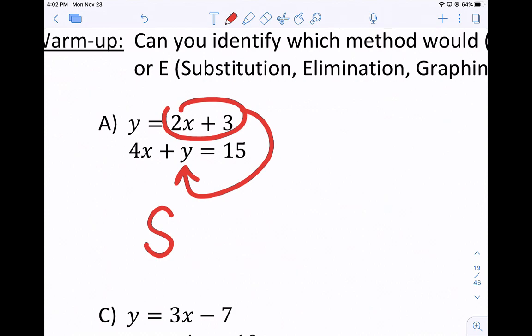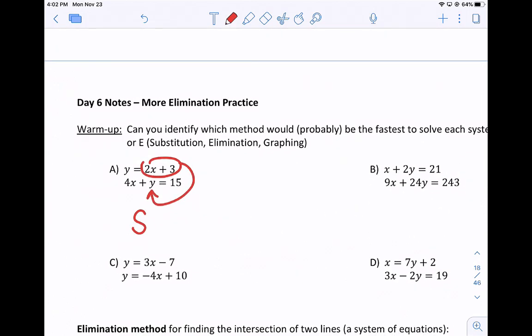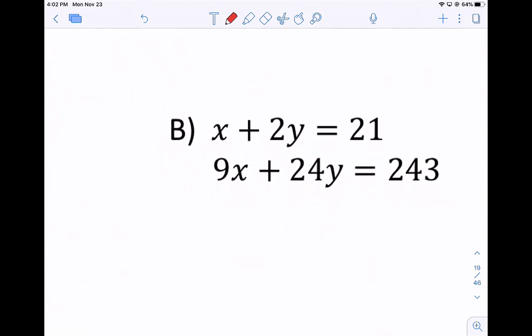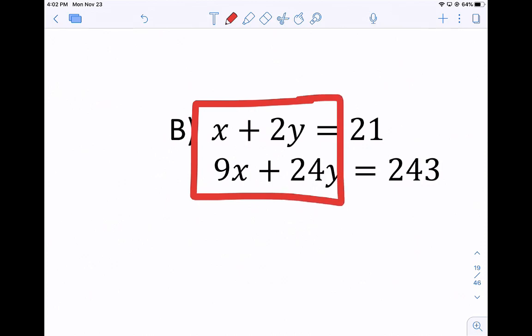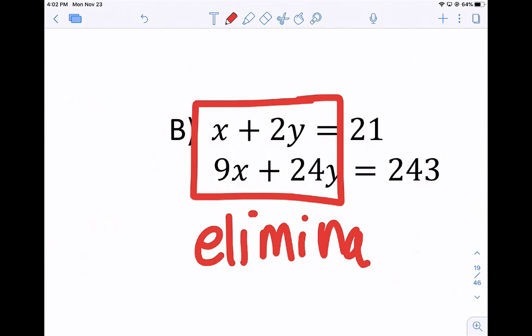But for me, just looking at it, if one letter is by itself, plugging in is a little bit faster for me, and so I would say substitution. Again, there's not really a right or wrong answer for these ones, just depending how fast you are with solving. For B, since x and y are on the same side, I say they're stacked, then for me, elimination is the fastest method.